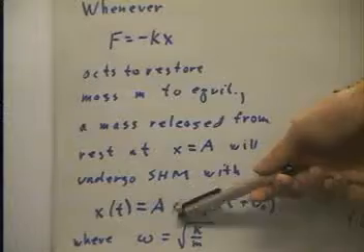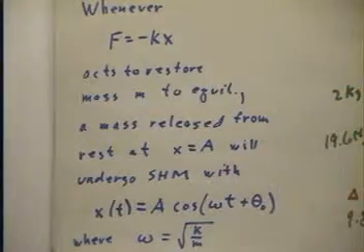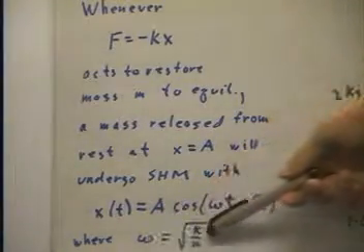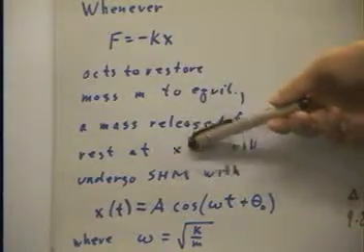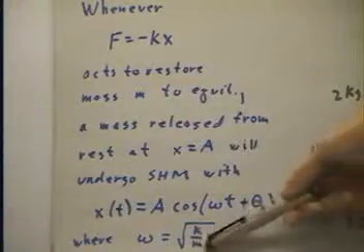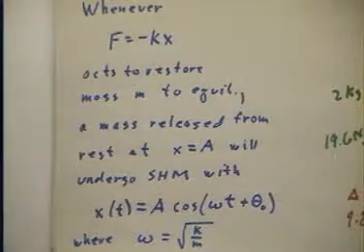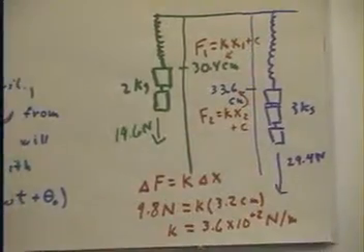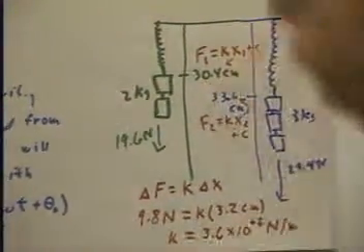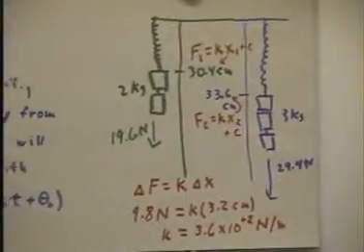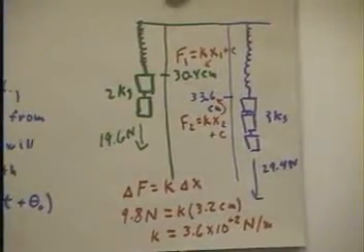x of t equals a cosine of omega t plus theta 0, where omega is the square root of k over m, k from here, m being the mass of the object being restored to equilibrium. We've already seen the circular model of this situation, and we'll be referring to it repeatedly.